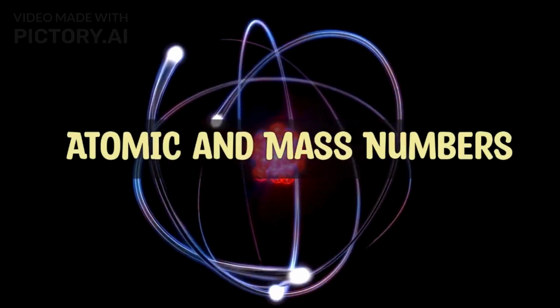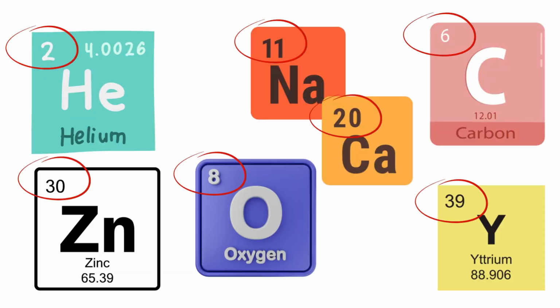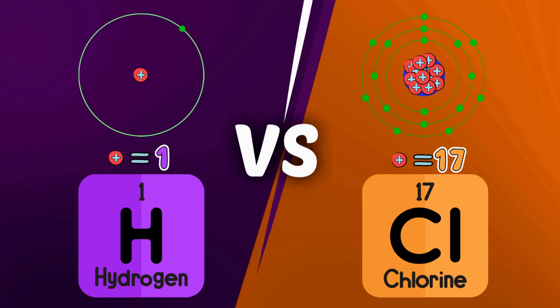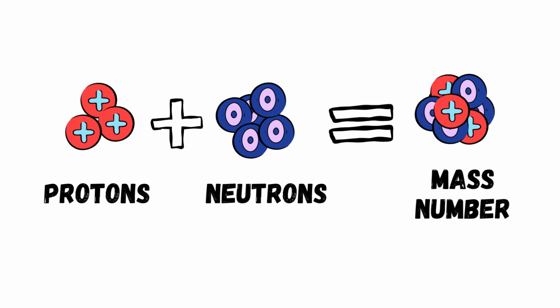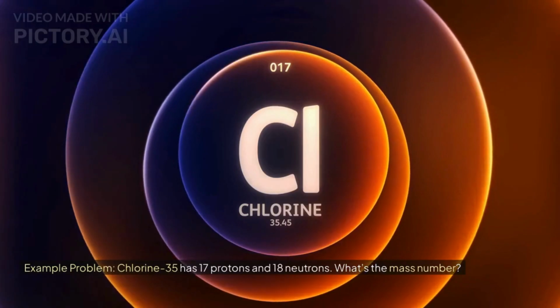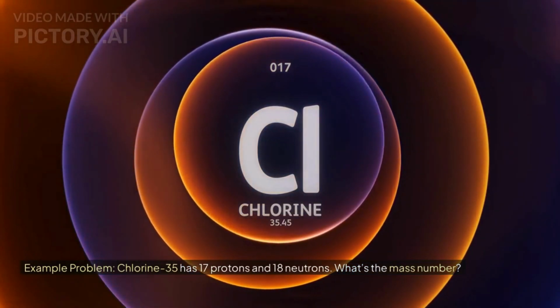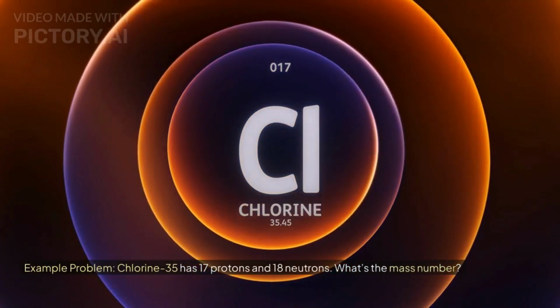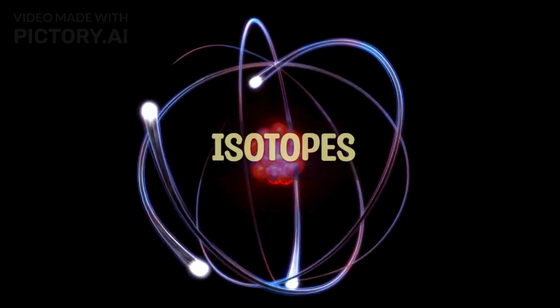Atomic and mass numbers. The atomic number of an atom is simply the number of protons it has. It's what makes an atom, say hydrogen, with 1 proton, or chlorine, with 17 protons. The mass number is the sum of protons and neutrons. Example problem: chlorine-35 has 17 protons and 18 neutrons. What's the mass number? Easy. 17 plus 18, 35.